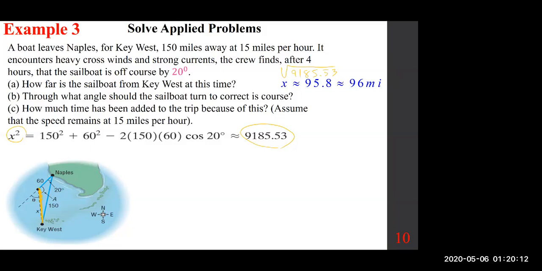Now, that's part A. Part B says, through what angle should the sailboat turn? So the turning takes place with the angle theta, okay? So let's see what we have here. Take a look at the drawing. I hope everybody can see the drawing and which one is angle A. You can see the A, right? Let me use a different color.